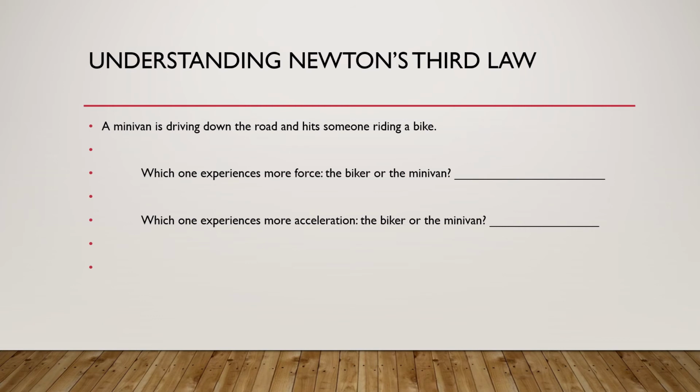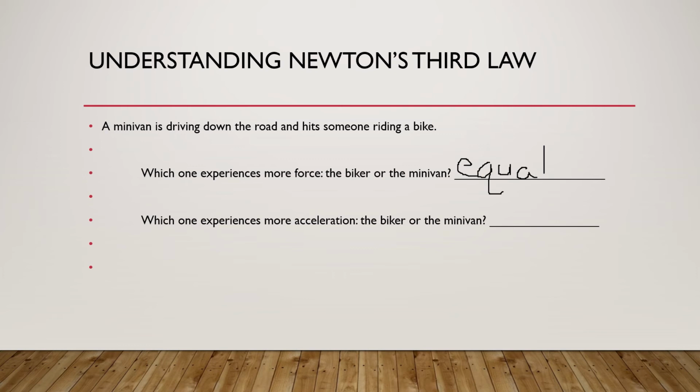So let's look at this example. Here's another question on your homework. A minivan is driving down the road and hits someone riding a bike. An unfortunate situation. Which one experiences more force, the biker or the minivan? Technically, they experience equal force. They experience equal or the same force. According to Newton's third law, you cannot hit something harder than it can hit you back. You have to hit with an equal and opposite reaction.